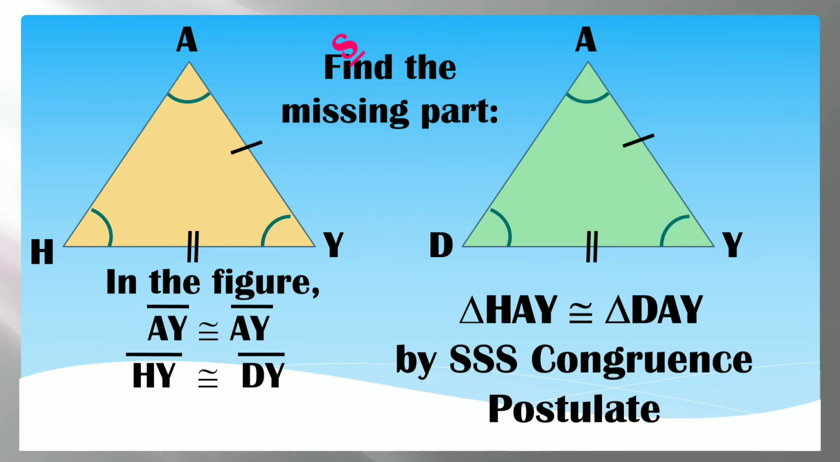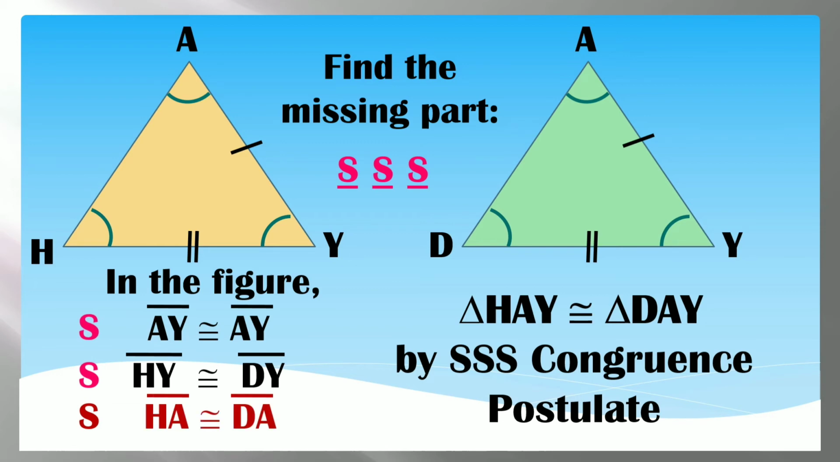So, pag sinabing SSS, side, side, side, meron na tayong dalawang sides. So, kulang pa tayo ng isa pang side. So, ibig sabihin, sa figure na yan, ang side na kulang or ang nawawala ay segment HA is congruent to segment DA. So, kailangan tatlong sides ng ating first triangle ay congruent doon sa tatlong side ng ating second triangle. Ayan po.